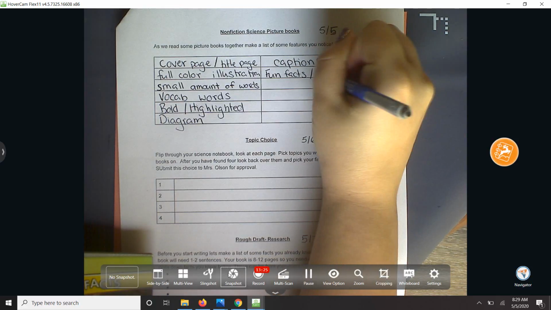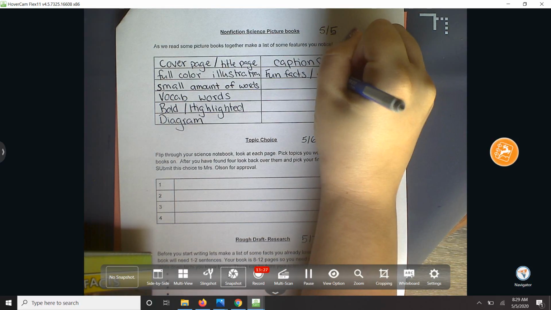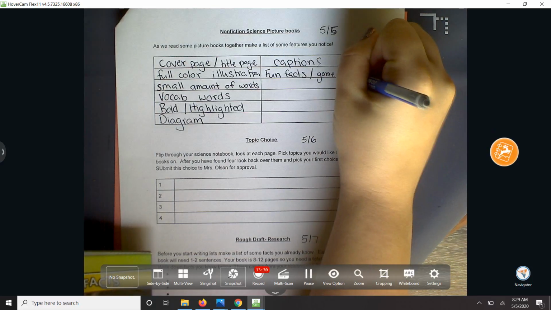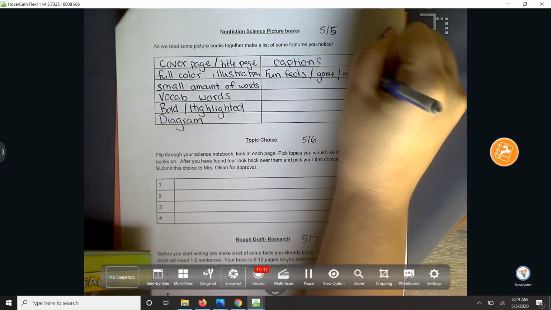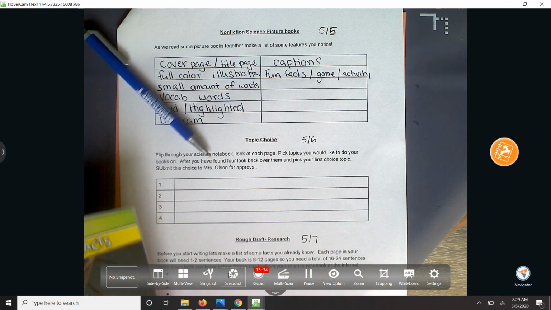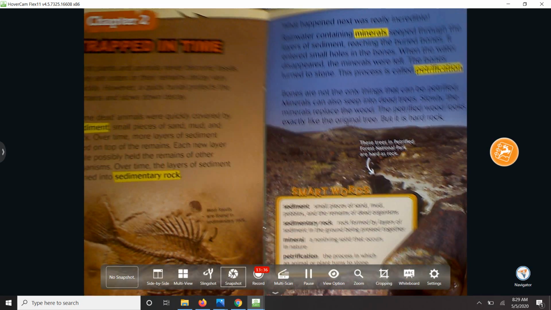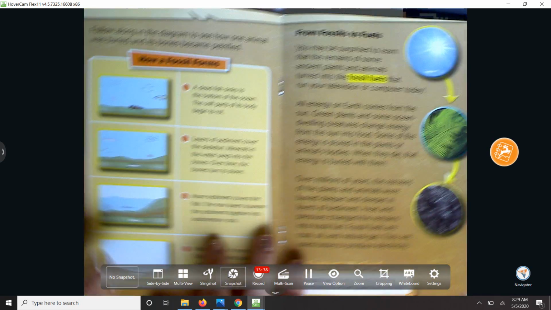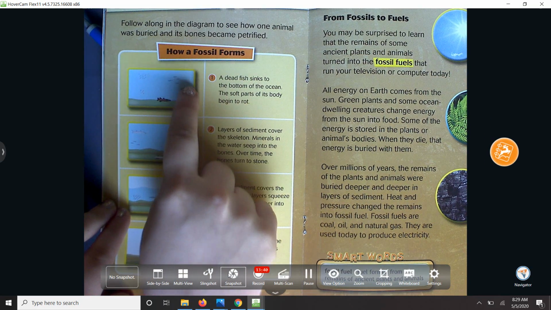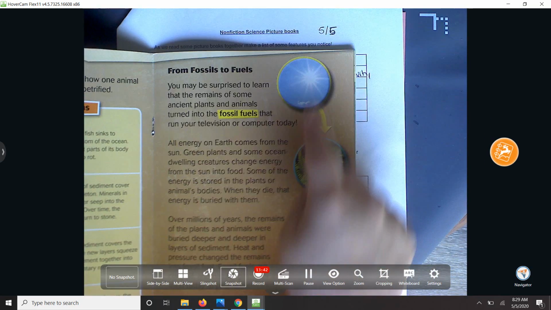You can do a game or an activity inside your book. If you do this, you have to have an answer key, because your reader wants to know the answer. Alright? Then we go to chapter 2. Chapter 2 also has some diagrams, so how it forms. They've got a process.